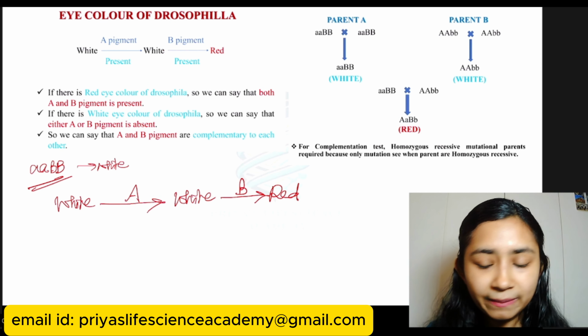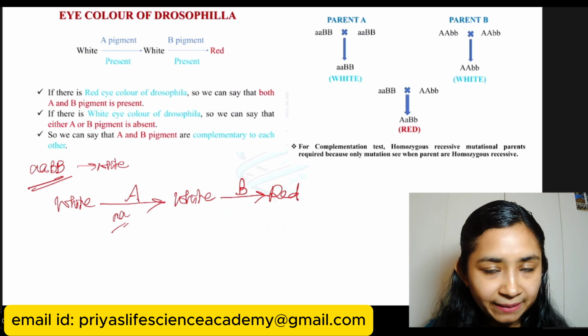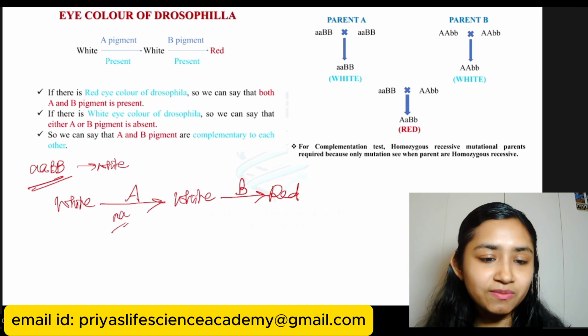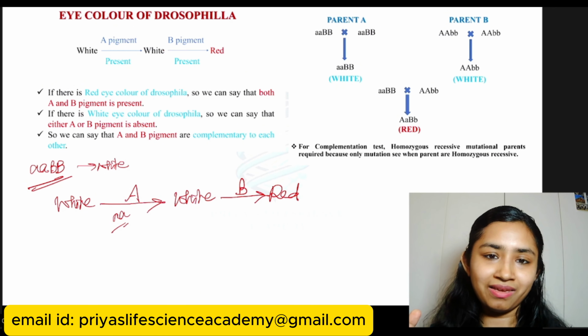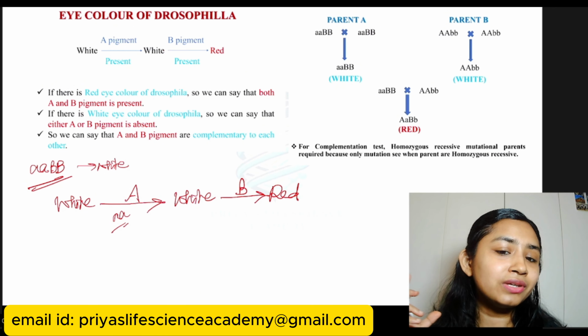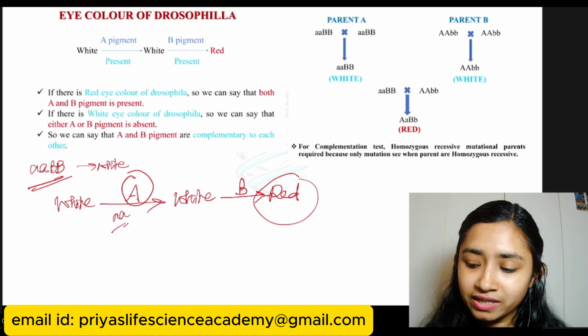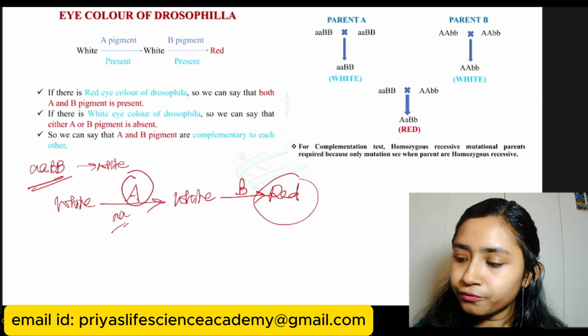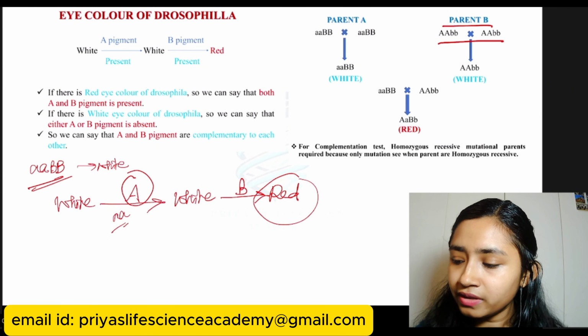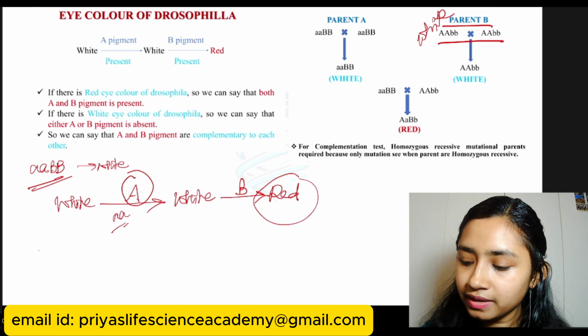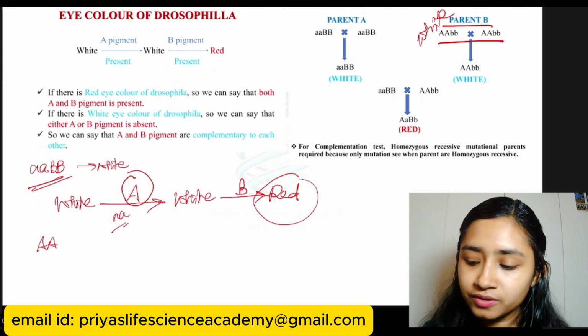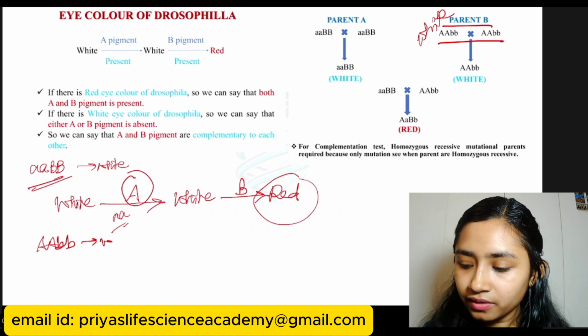There is no capital A. In this case, there is small a and capital B. But small a and capital B can't give you red. In order to get a red pigment, you need capital A here. Again, for this parent also, they are also white in color. Why? Because even if there is double dose of capital A, the B's are small. So they are also white.